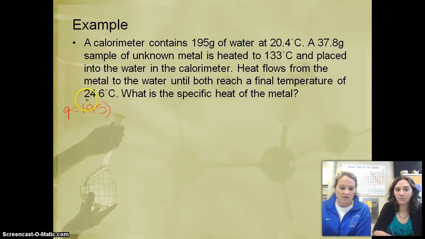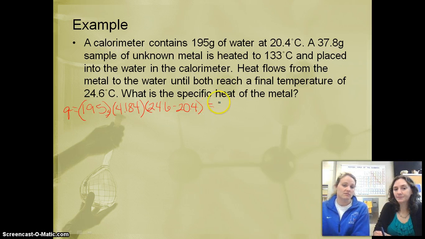So we've got 195 for that. Your C for water is always going to be 4.184. And your change in temperature was the 24.6 minus 20.4. Once we plug all that in, we can find our little Q for water is 3,430 joules, and it is positive.